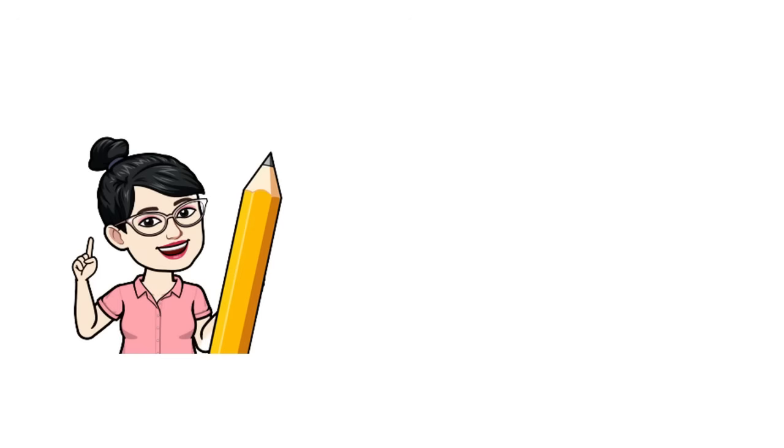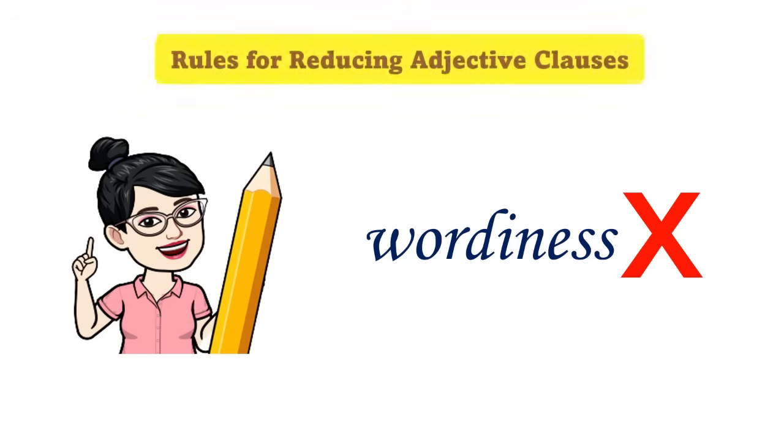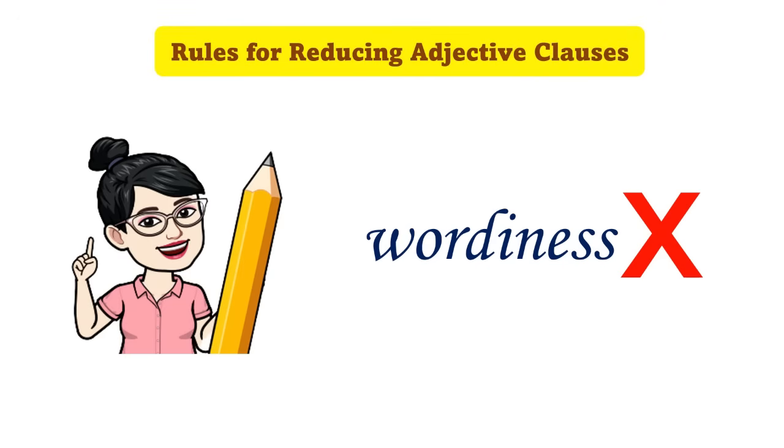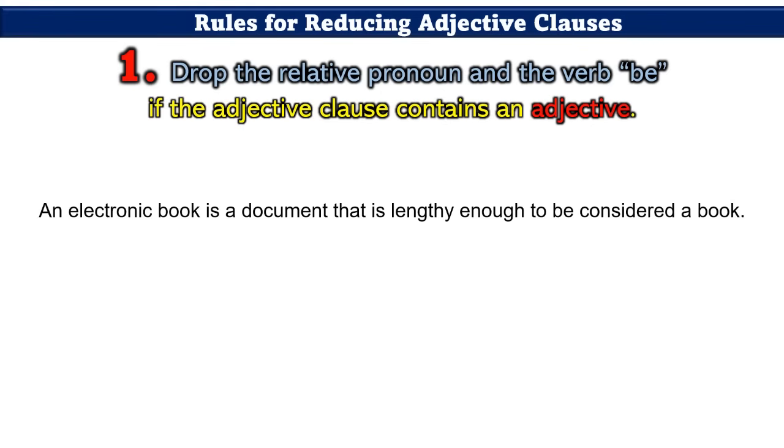Technical writers should also avoid wordiness. And one way to eliminate unnecessary words is to reduce adjective clauses. There are some rules in doing this. Number 1. Drop the relative pronoun and the verb be if the adjective clause contains an adjective. Here is a sample definition.